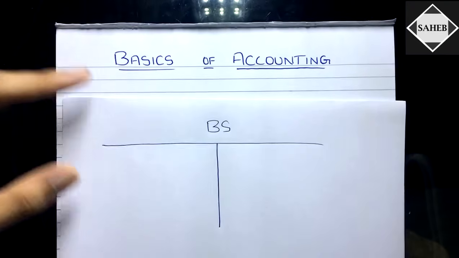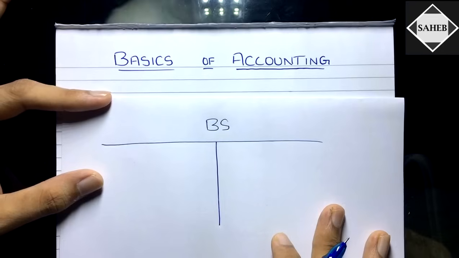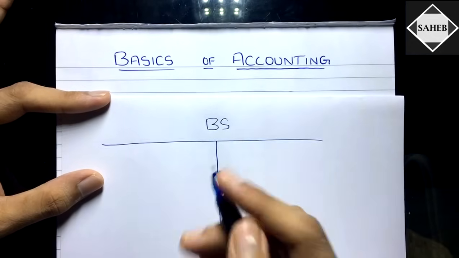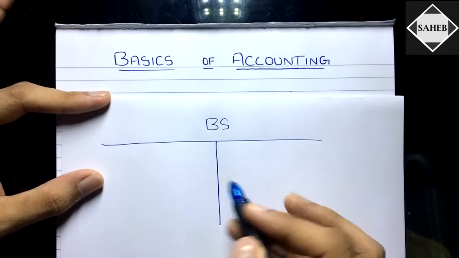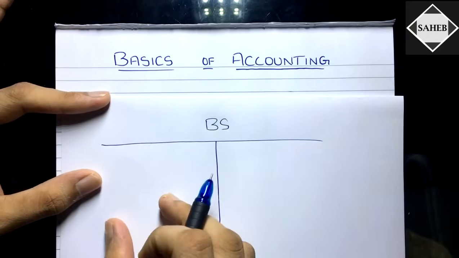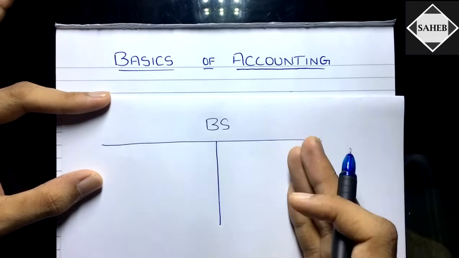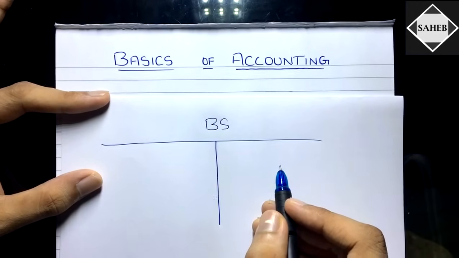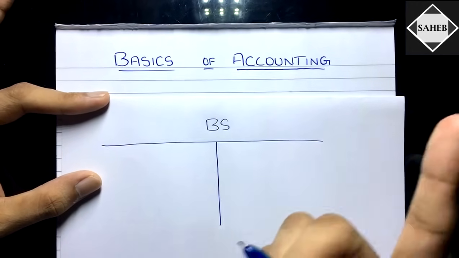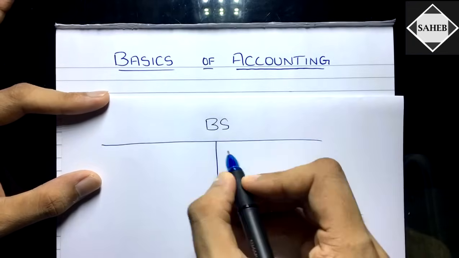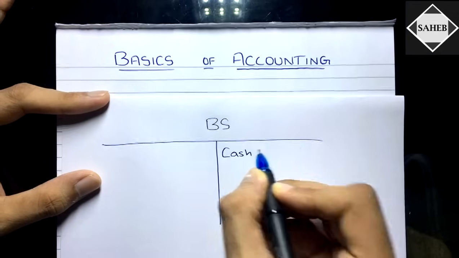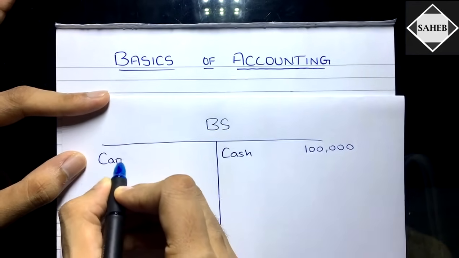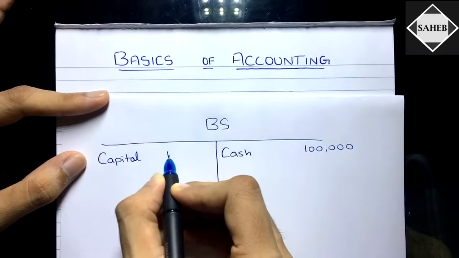Now here we have the example. Let's say you have a sole proprietorship business, you are a single owner and you started your business with 1 lakh capital. Now this is the balance sheet. Here we take capital and liabilities on the left hand side, and on the right hand side we take all the assets. So you started your business with 1 lakh. 1 lakh means you have cash of 1 lakh in your business, and you have invested capital, so here you have to show the capital of 1 lakh.